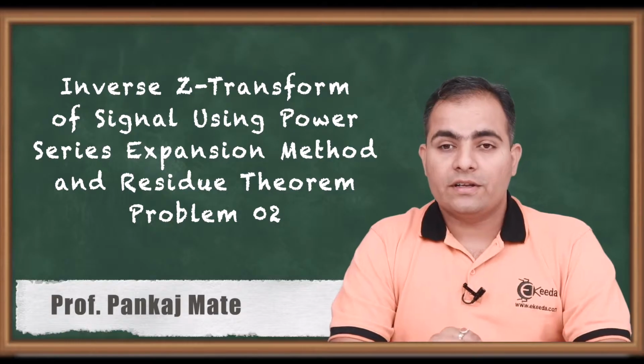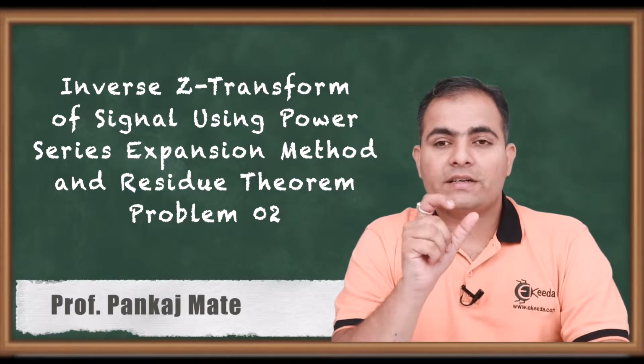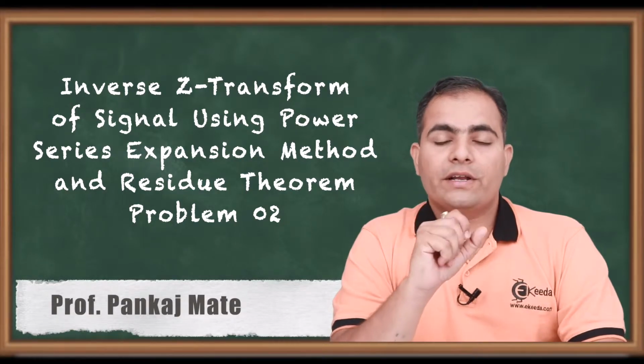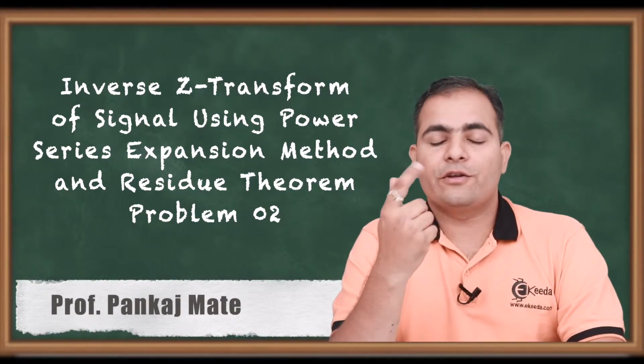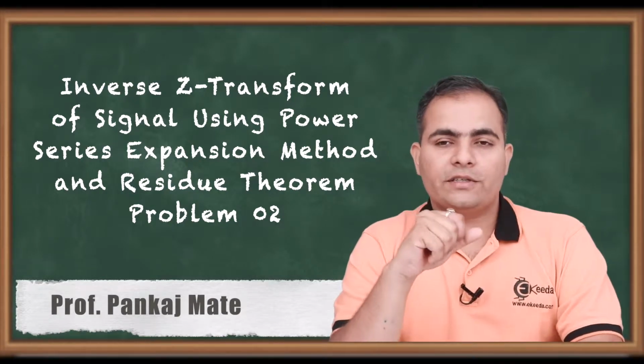So first of all, let's go through the question so that you will get the idea how you are going to place a denominator part, or how you are going to arrange a denominator part to divide a numerator and to get the positive time sequence or amplitudes for positive time sequence. Let's see.